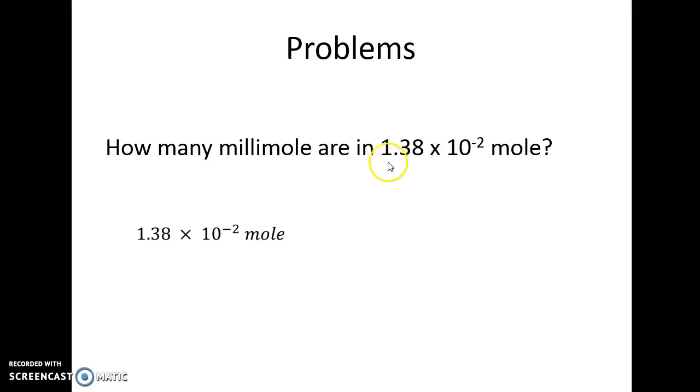How many millimoles are in 1.38 times 10 to the minus 2 moles? Start with your measurement. Set your units up for unit cancellation. Mole in the denominator, millimole in the numerator. Milli is equal to 0.001 or 10 to the minus 3. So I'm going to have to put that in there. Remember to write your equivalency statement if you're having trouble getting this, and make sure this is equal to that. Mole cancels out and you get 13.8 millimole.